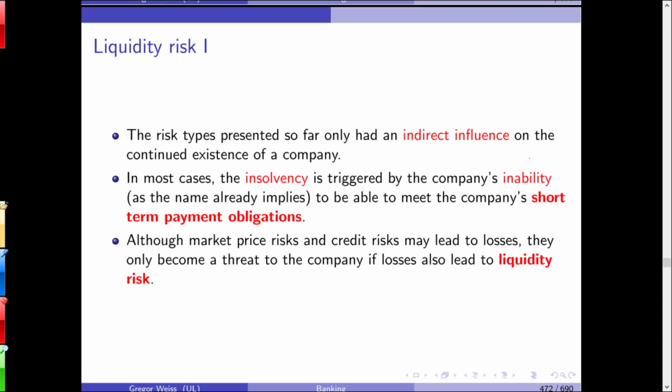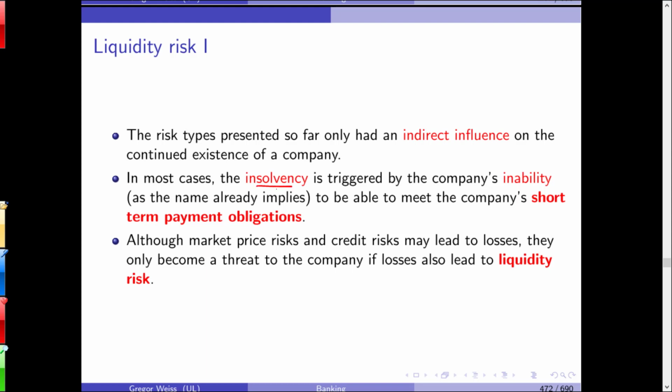Now, up to this point, we've only talked about financial risk that can lead to losses, but in the very end, you do not go bankrupt because you suffer a loss. Every day you experience profits and losses, and only at some point might these losses pile up to such an extent that your very existence as a firm is endangered. And this is closely related to liquidity risk.